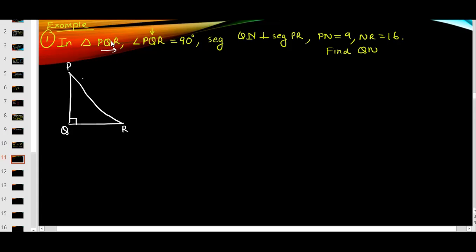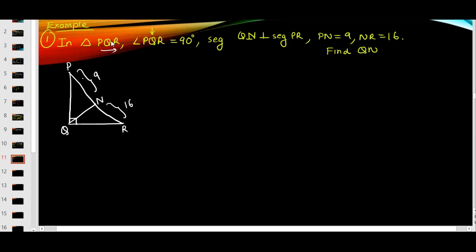Then it says segment QN is perpendicular to segment PR. PR is this one, the diagonal length. So that means this is a perpendicular length, and we have to name this point as N. So now it is clear: QN is perpendicular to PR. Let us write the values which are given to us. PN, this value is 9. NR, this value is 16. And the question asks you to find out QN.